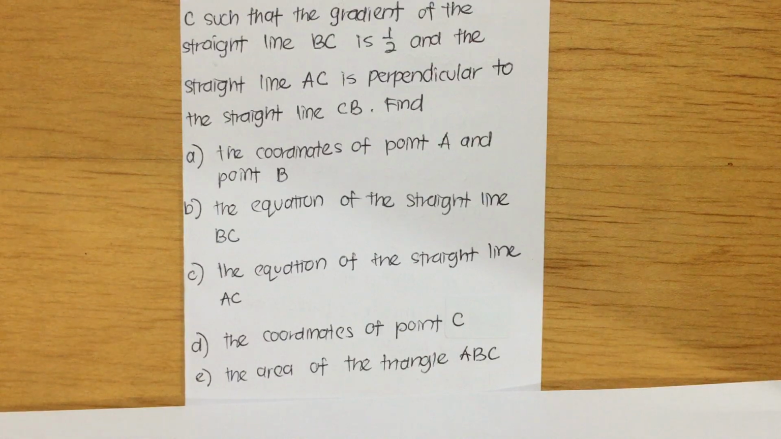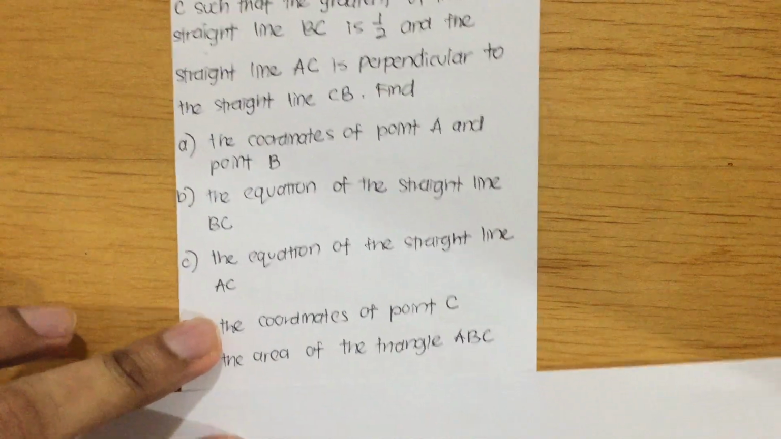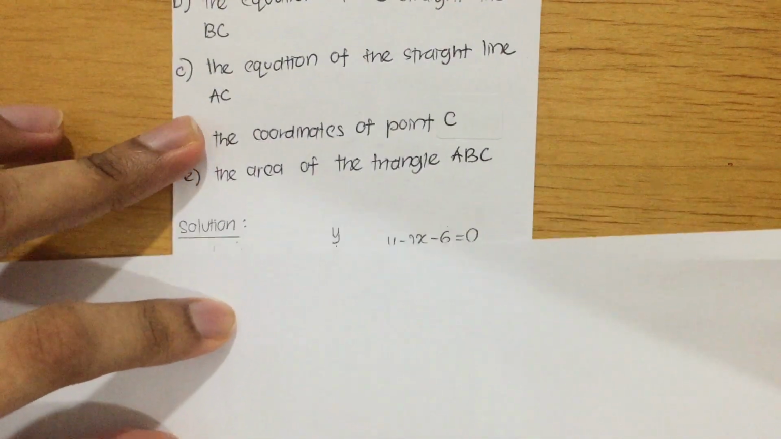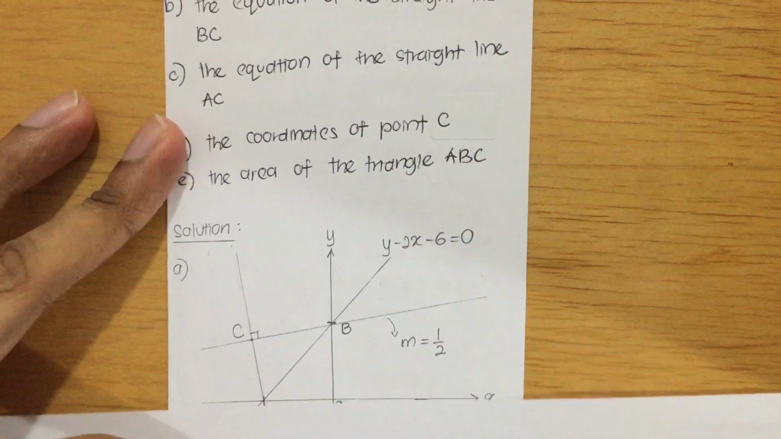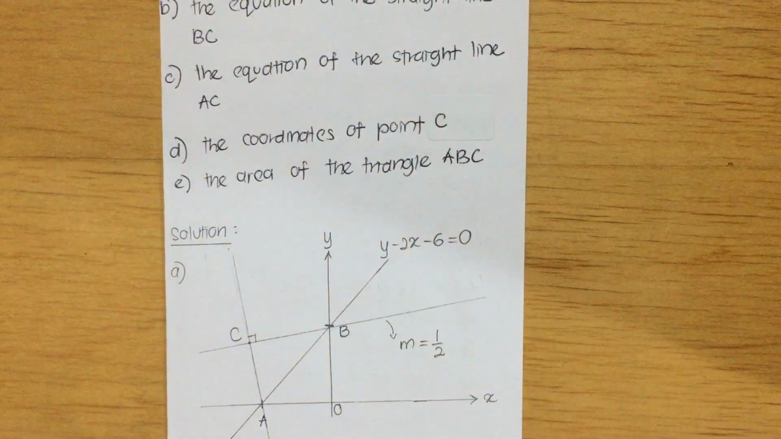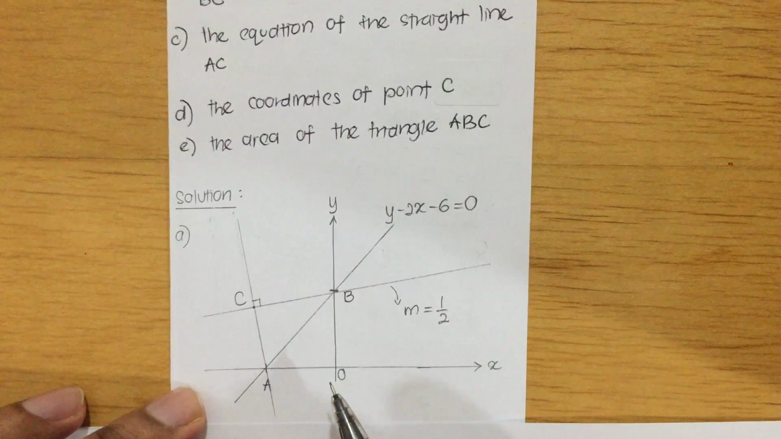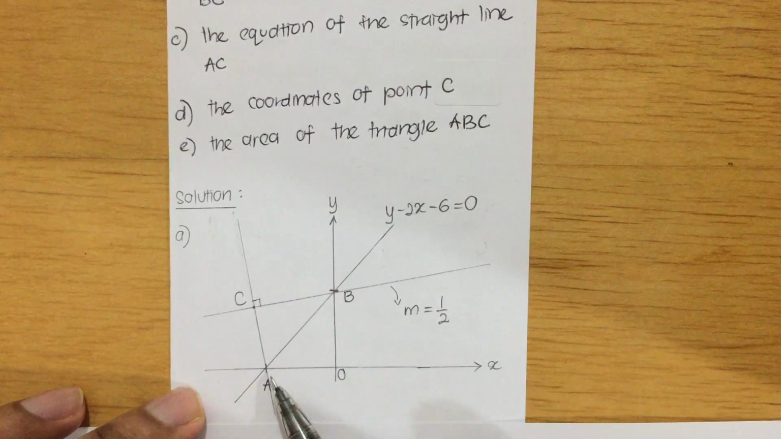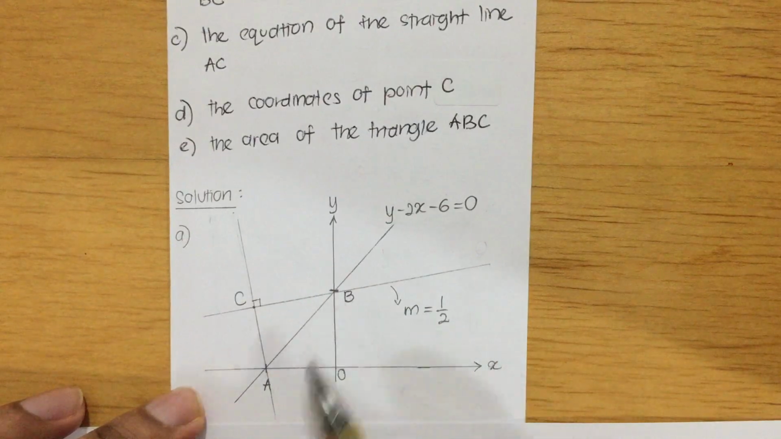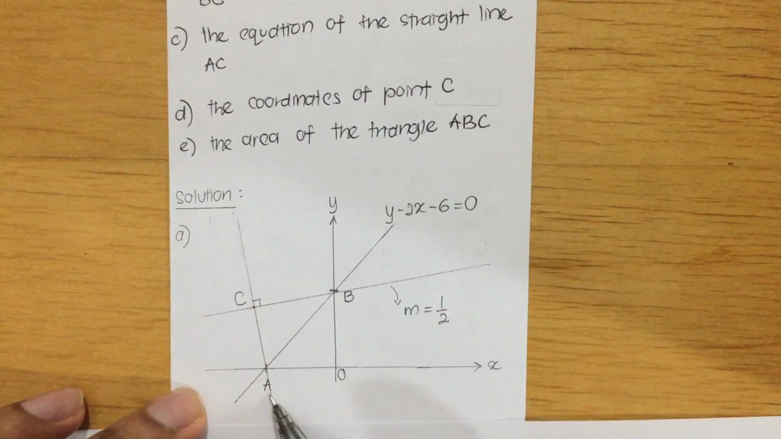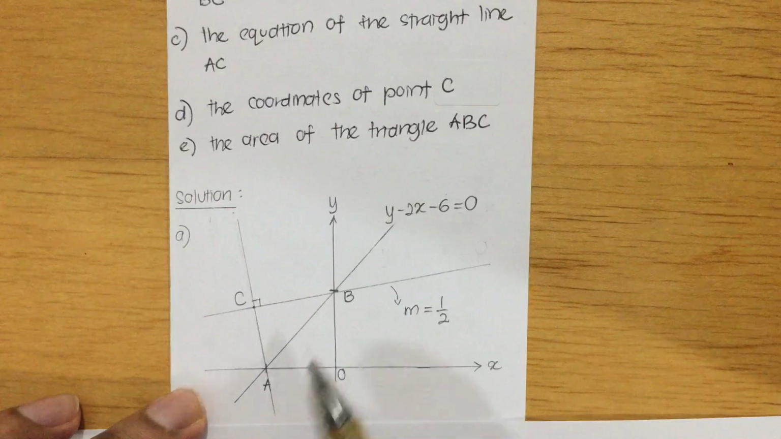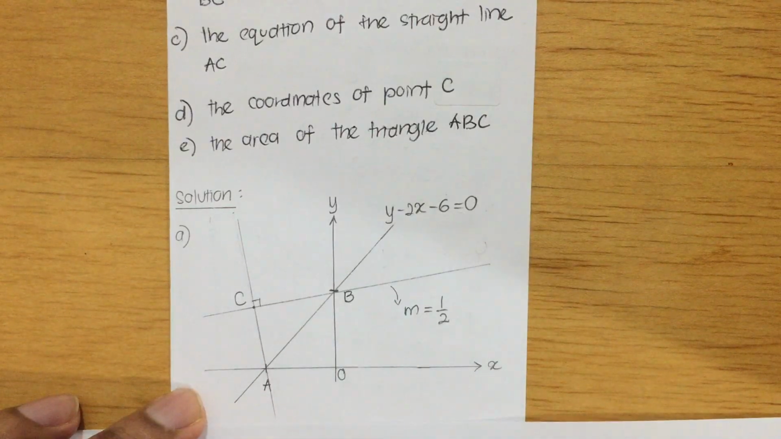Okay, I'm going to show you that I've actually drawn a diagram over here, based on the question. As you can see here, the straight line y minus 2x minus 6 equals to 0 cuts the x-axis and the y-axis at the point A and point B respectively. So your A is actually your x-intercept and B is actually your y-intercept.